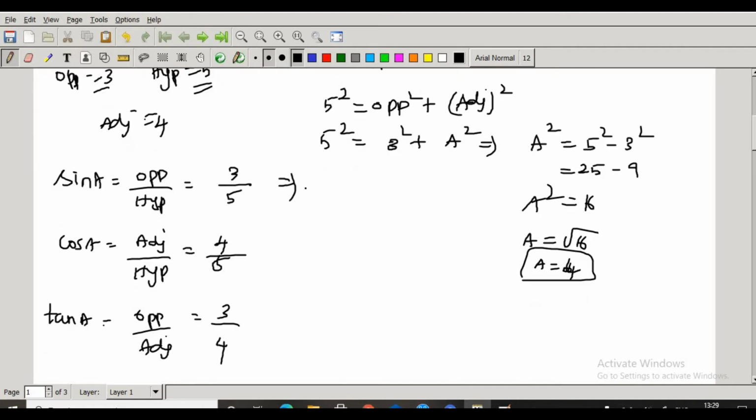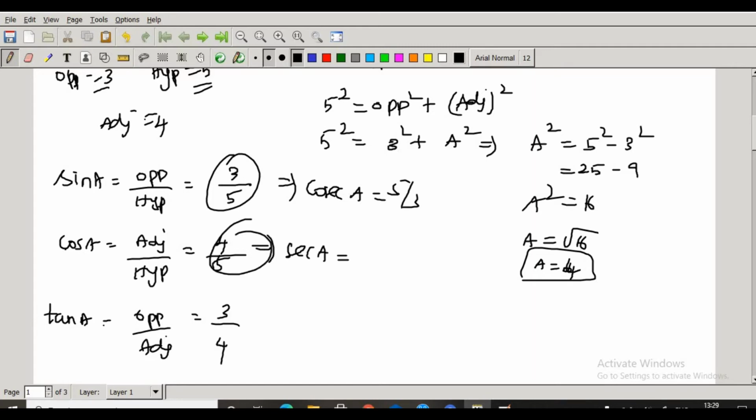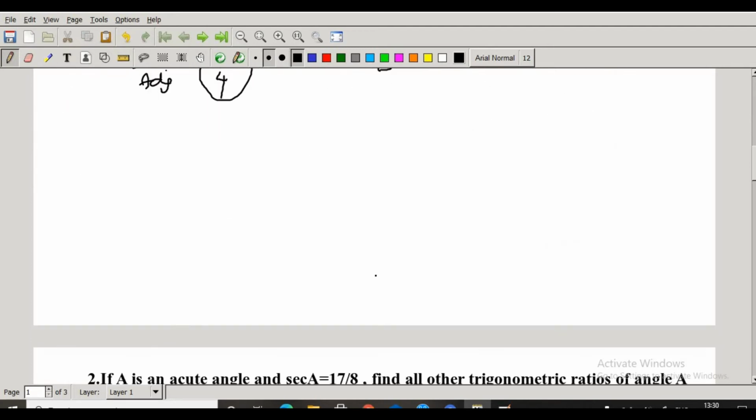From this we can find the values of cosecant, secant and cot easily, because cosecant, secant and cot are the inverses of these three functions respectively. Cosecant A is the inverse of sine, so we just invert this value, that is 5 over 3. Secant A is the inverse of cos A, so we invert this value, that is 5 over 4. And cot A is the inverse of tan A, so we invert it, which is simply 4 over 3. So these are the trigonometric values that they are asking.